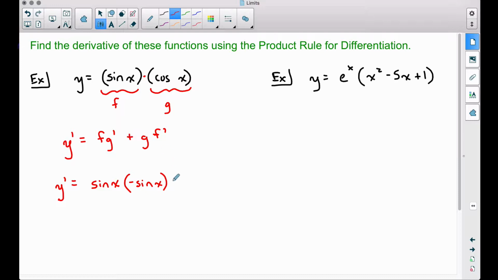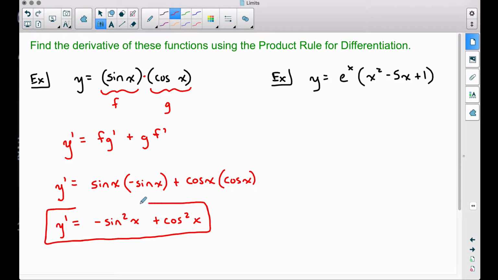Now we have our plus, and let's copy down g, which is just cosine of x, and then multiply it by the derivative of f. f is sine of x, and the derivative of sine of x is cosine of x. This is our derivative, and if we clean this up a little bit, we get negative sine squared of x. I took the sine times a negative sine, so we have negative sine squared plus cosine squared of x. We'll just leave it like that for right now.